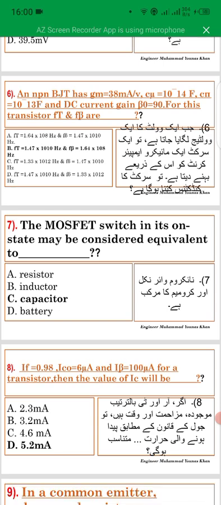An NPN BJT has gm of 38 mA/V, Cμ of 10 fF and DC current gain beta naught equal to 90. For this transistor, fT is equal to fβ times β. fT is equal to 1.47 × 10^8 Hz and fβ is equal to 1.7 × 10^6 Hz.